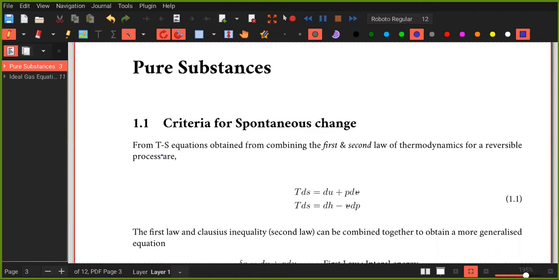So we'll be looking into criteria for spontaneous change. We have been looking into things like exergy. So now we'll be looking into criteria for spontaneous change.